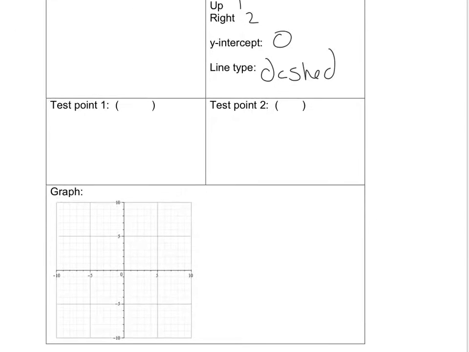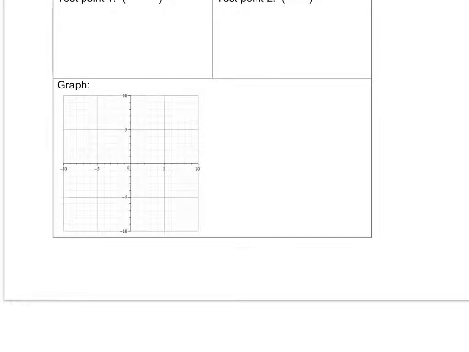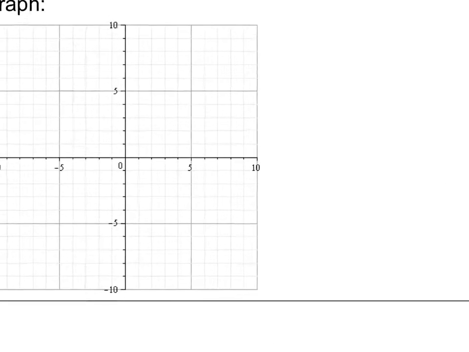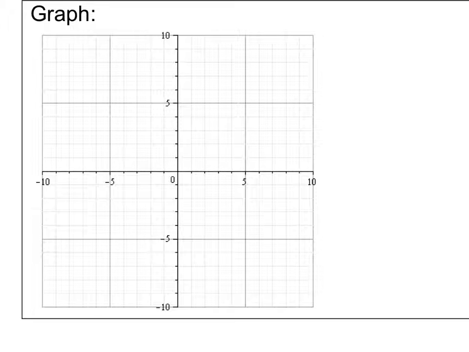Okay, so if we go to graph this, we begin at 0, 0, and you go up 1, right 2. And it's a dashed line.